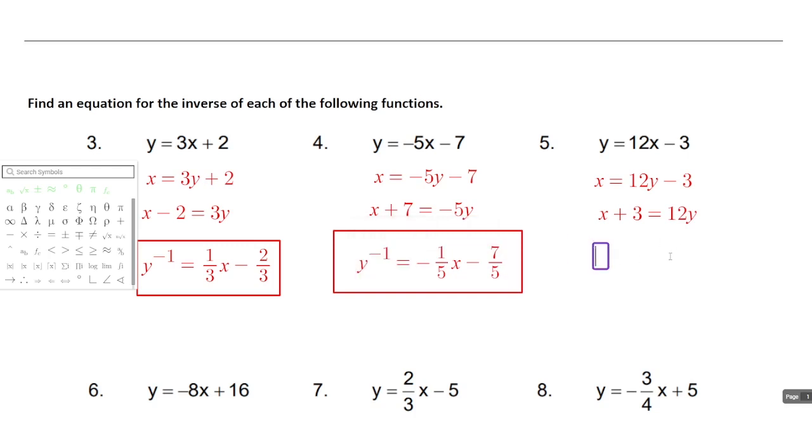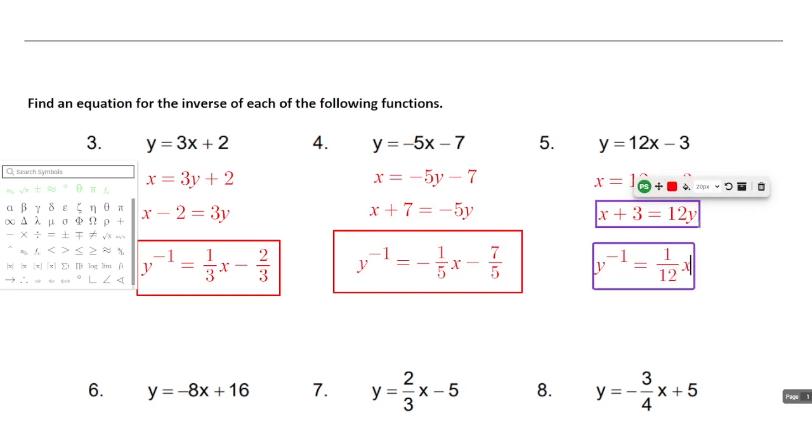So our inverse will be 1/12 x plus 3/12. Now this 3/12, we can reduce that, but I just wanted to throw it out there just so you can see what's going to happen here and see how I get from this step to this step. 3/12 is going to reduce to 1/4.